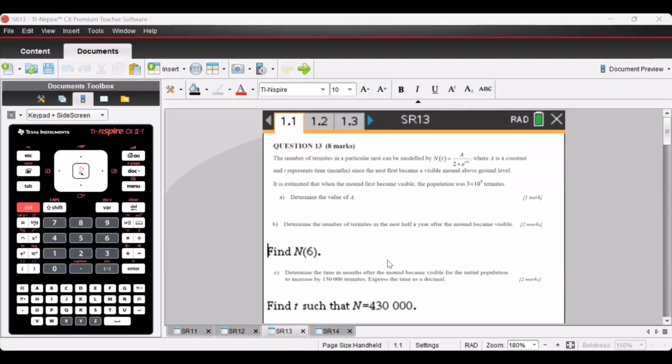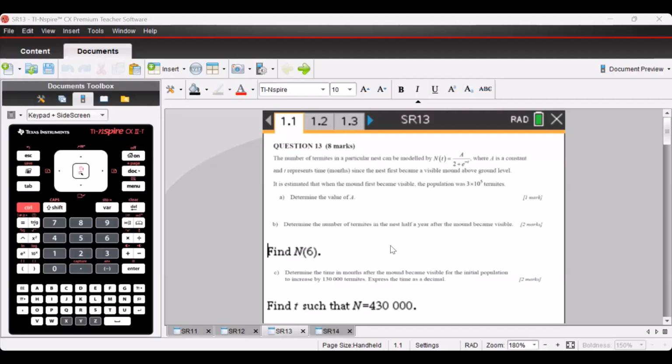Now, this is a 5-part question. The first 3 parts you can see on the screen there. Part A is a 1-mark question that asks us to determine the value of A. Part B asks us to determine the number of termites in the nest half a year after the mound becomes visible. So in other words, we need to find n of 6. Part C asks us to determine the time in months after the mound becomes visible for the initial population to increase by 130,000 termites and express that time as a decimal.